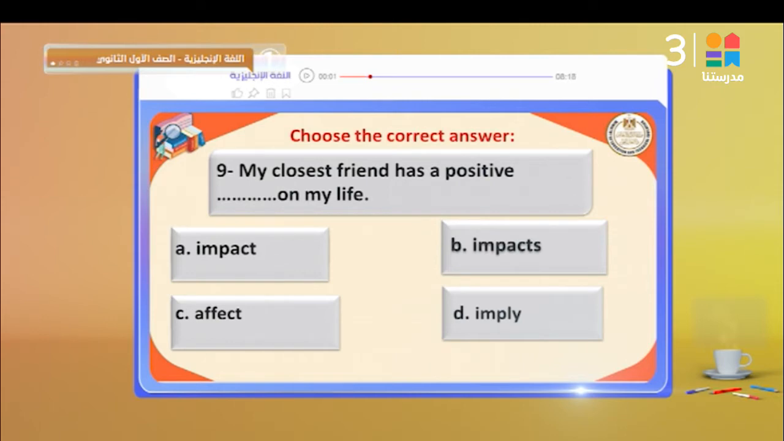A positive, so I want a noun. A positive, I want to say positive effect. I won't go for the word affect because affect is a verb. I can't find effect, which should be spelled with an E. So I will surely take impact, because impact means the same as effect. So my closest friend has a positive impact on me means he has a positive effect on me. So the word impact and the word effect are synonyms.